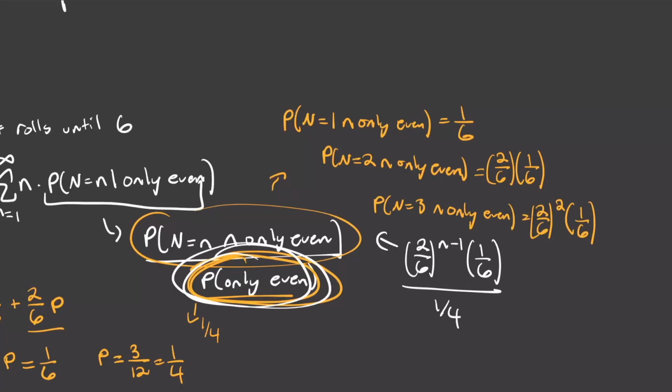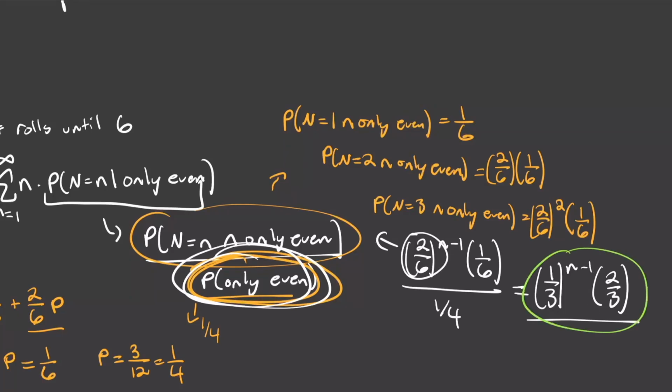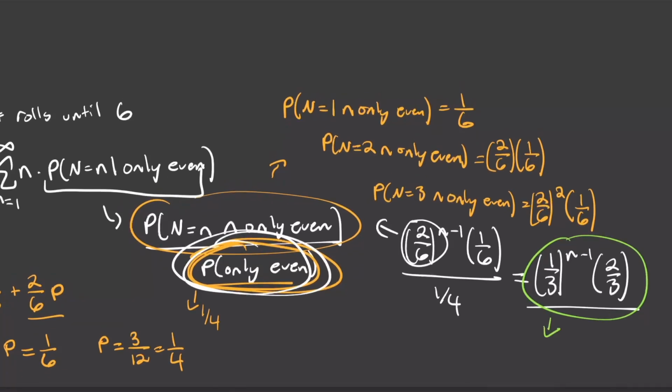Then when I divide 1/6 by 1/4, I get 2/3. This right here is 1/3, so we have 1/3 to the power of n minus 1 times 2/3. So this is a geometric distribution with success probability 2/3. So this is our probability distribution right here. We know the expected value of a geometric with probability 2/3 is just going to be 3 divided by 2. So that is our final answer for part C.